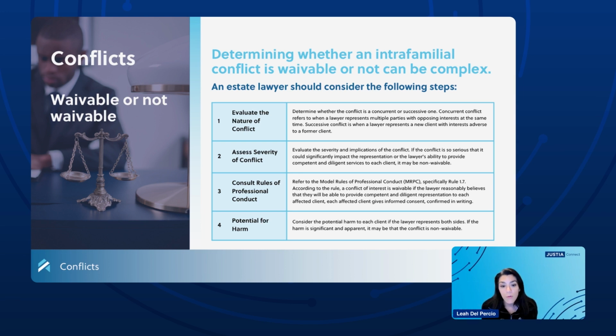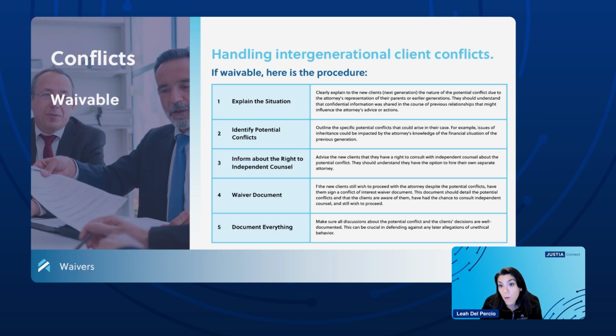Then you're going to want to consult the rules of professional conduct, look at the model rules, look at the commentary there, look at the state's adoption of the model rules, see if there's any state commentary and look at cases. Really important to do. Then you're going to want to see, well, what's the potential for harm to each client if I represent both conflicting parties? If the harm is significant and it's apparent, it might be that the conflict is non-waivable. And that might just be the unfortunate reality of working with people and being their attorney. But at the end of the day, you can sleep at night and not stress about these things happening 20 years from now or tomorrow.